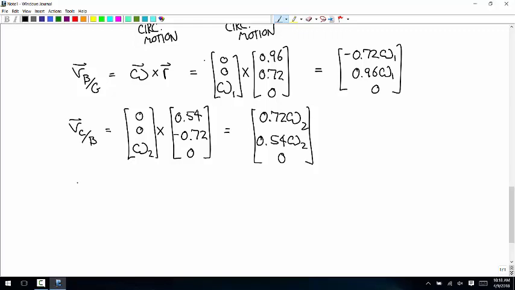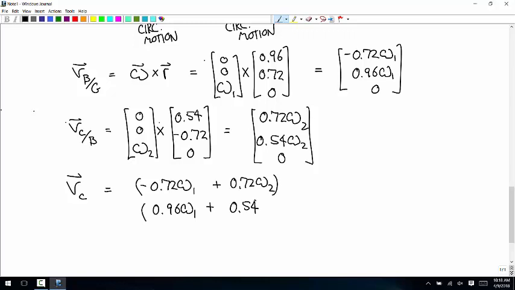And so the velocity of C, according to member 2, is these two things added together. That's the relative motion equation. So we have negative 0.72 omega 1 plus 0.72 omega 2 for an x component. For a y component, we have 0.96 omega 1 plus 0.54 omega 2, and then 0.